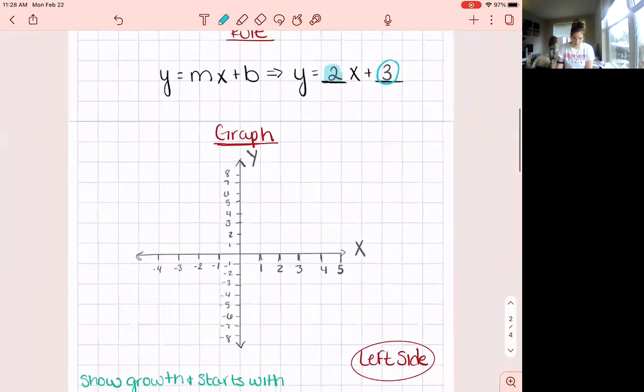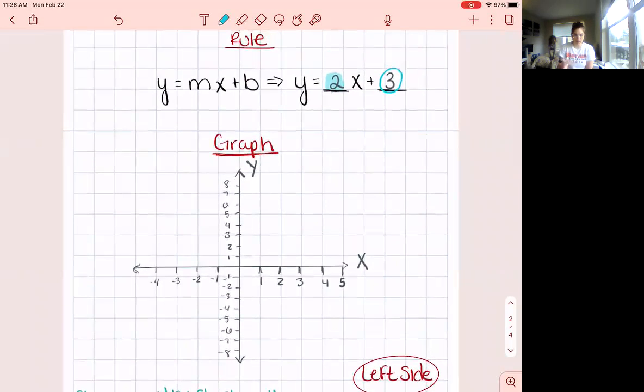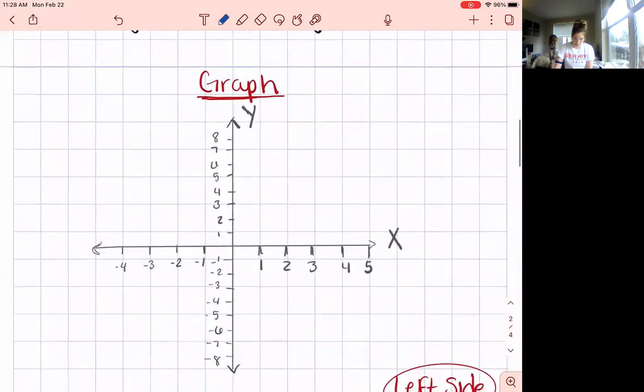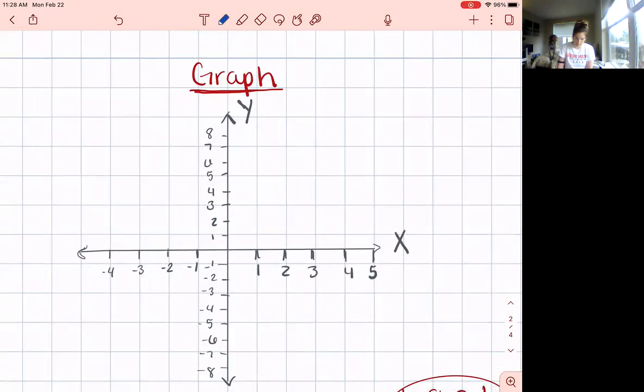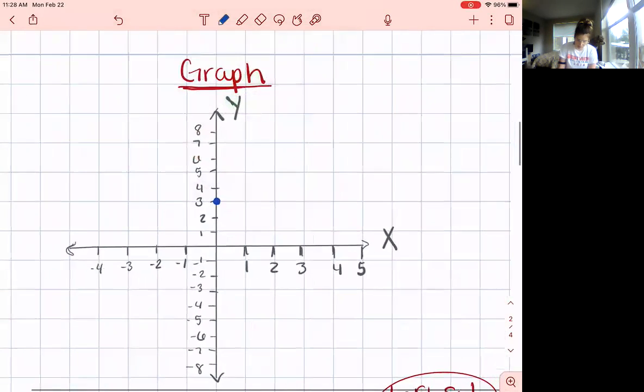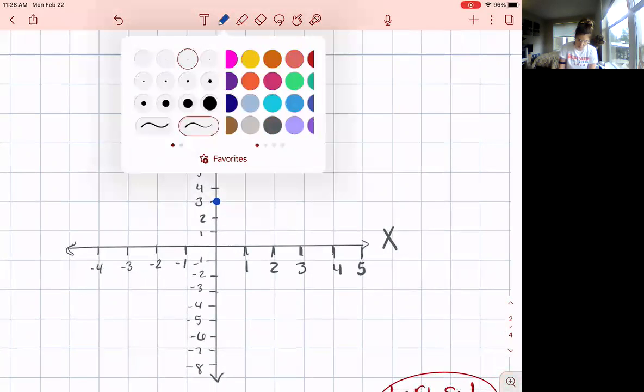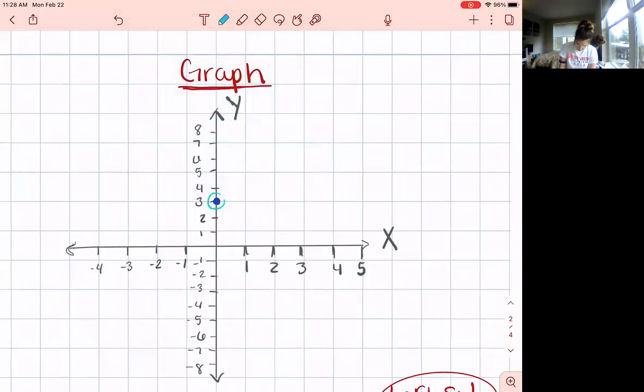So if I look above, I'm always going to start my graph at my starts with. So my graph needs to start at 0, 3, because figure 0 has 3 tiles. So I'm going to start on 0, which is just my y-axis, go up 3, and there is where your graph starts. So we can go ahead and circle that right now, because that's our starts with, is that point right there. And then it grows by 2 every time.